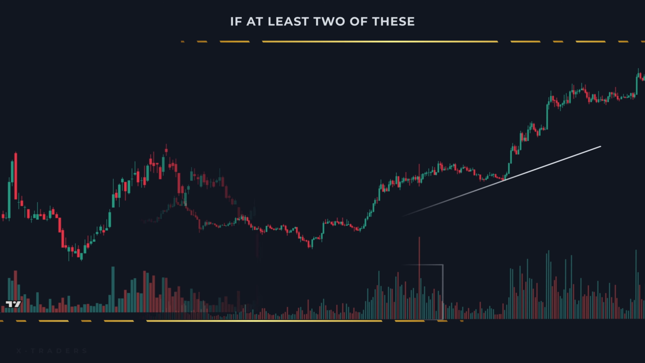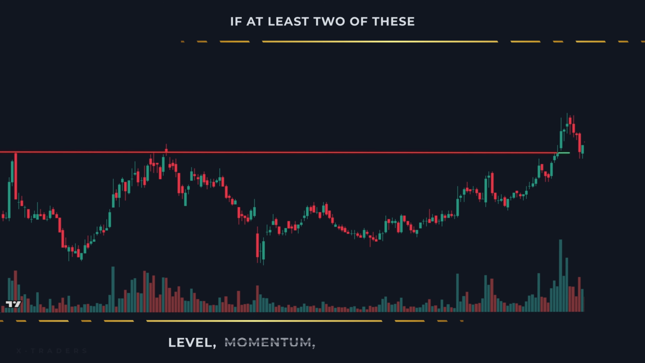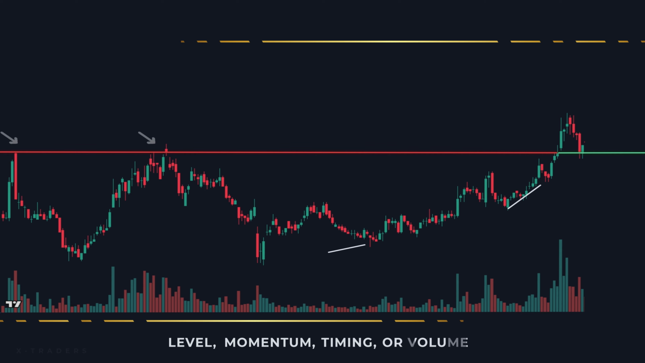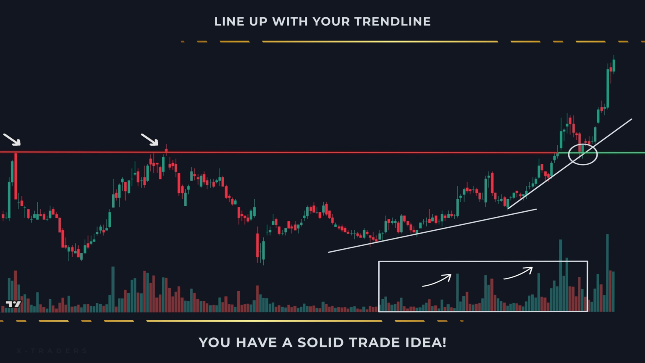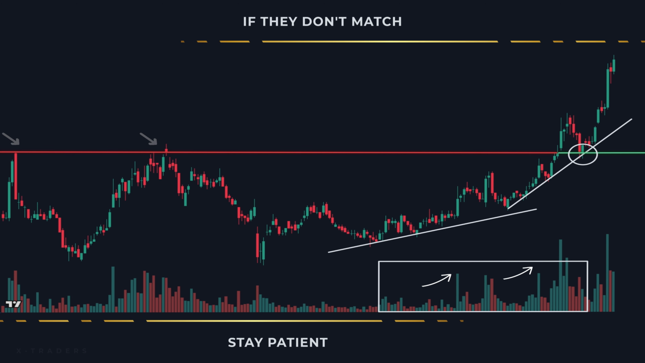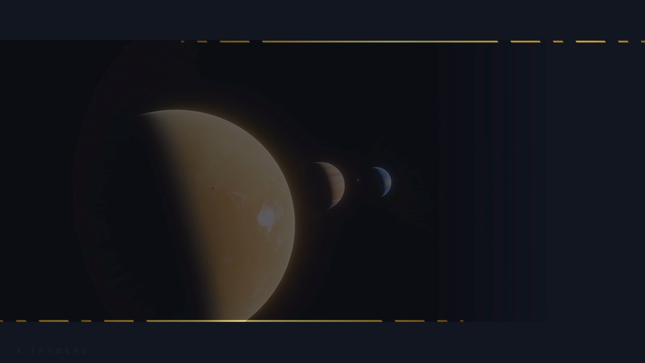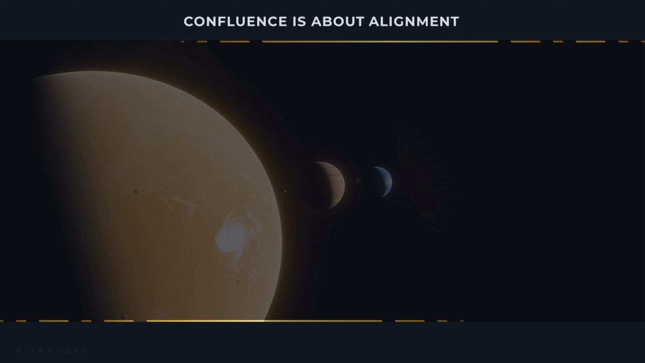If at least two of these, level, momentum, timing, or volume, line up with your trend line, you have a solid trade idea. If they don't match, stay patient and skip it. Confluence is about alignment, not perfection.